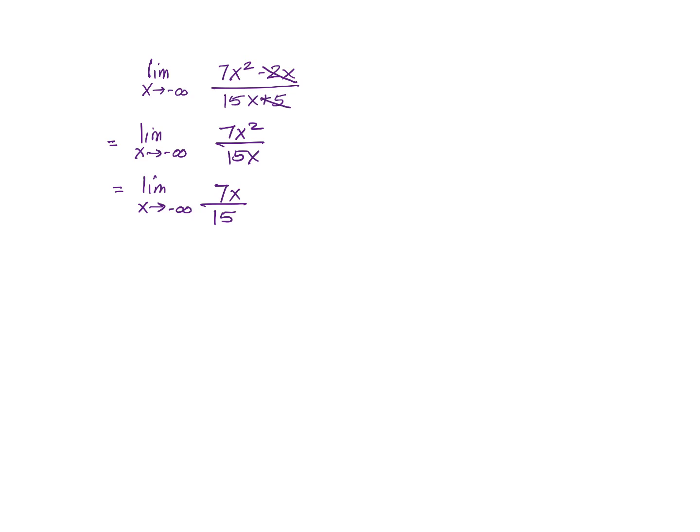All right, so now when we take very large values, large negative values of x, so as we go off to negative infinity, this is going to go off to negative infinity, and then the 15 won't really matter, will it? Because negative infinity divided by 15 is still negative infinity. So our answer here is negative infinity.